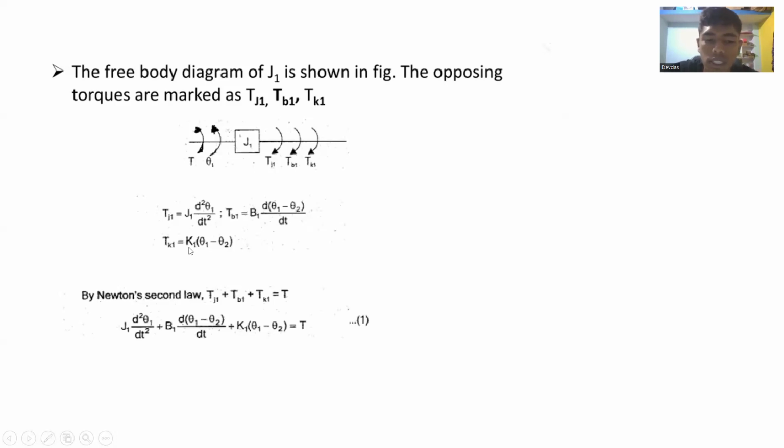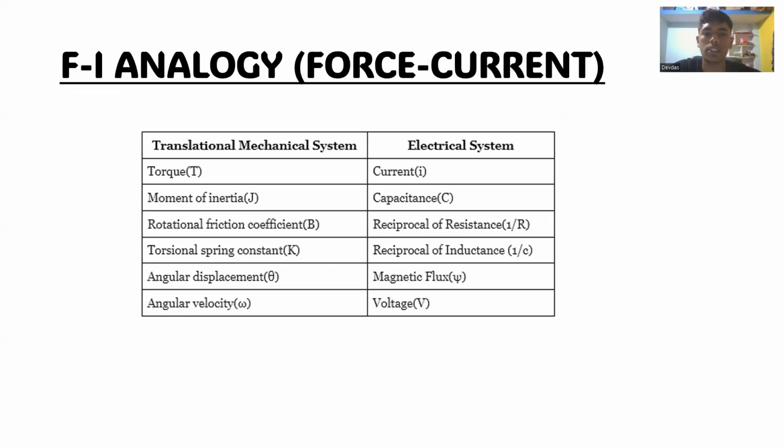Now we need to convert this equation into an electrical equation. We have seen this. First we'll go for the FI analogy or FV analogy. Anything is convenient. We just need to remember these replacements or conversions. For each respective parameter, you need to convert it to its respective electrical parameter.